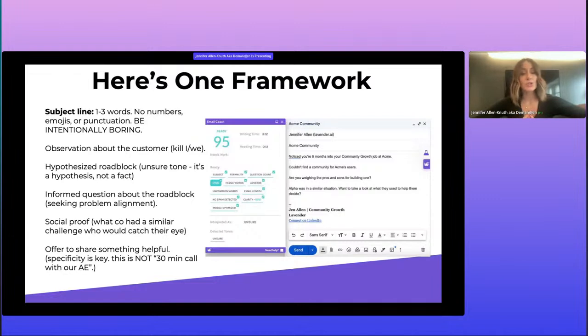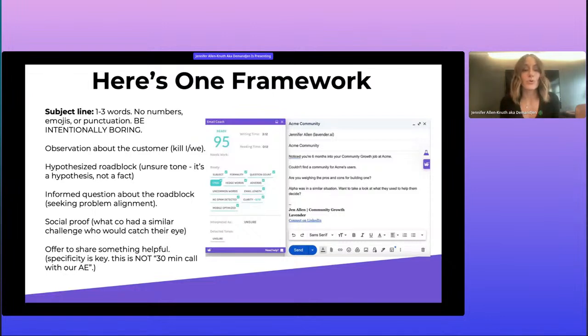Now we're going to use that unsure tonality and hypothesize a potential roadblock. The roadblock is, I looked at Acme's website and couldn't find an actual community. So that's a 1 + 1 = 3 moment. If you're head of community but there is no community that you manage, maybe you're stuck weighing the pros and cons of it, right? And that's where we're seeking an informed question.